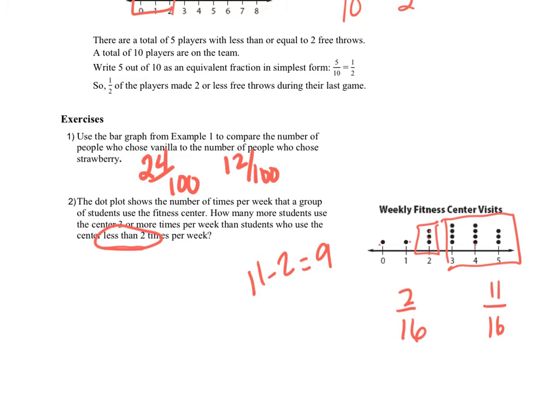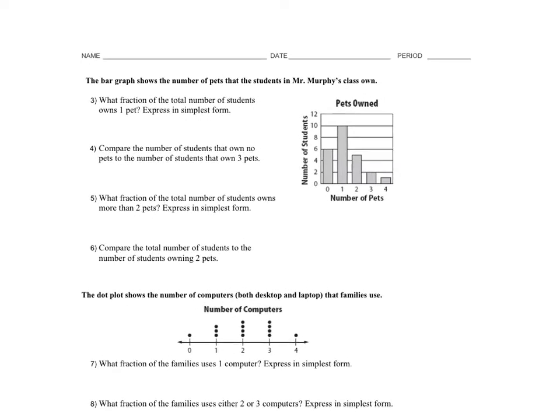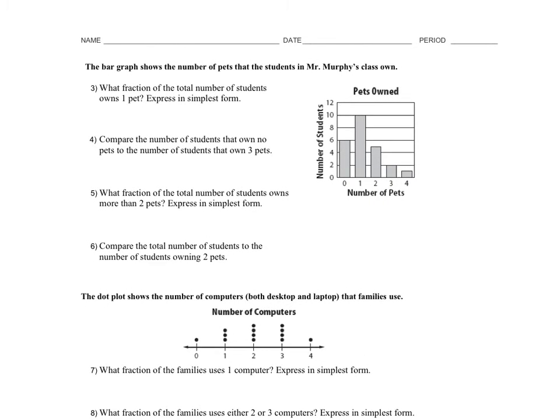Okay, looking on your back page, the bar graph shows the number of pets the students in Mr. Murphy's class own. What fraction of the total number of students owns 1 pet? Okay, so we're looking at just this column right here, which is 10 own 1 pet. Out of 10 plus 6, 16, plus 5 is 21, 22, 23, 24. So 10 out of 24 students own 1 pet. And so we're going to express it in simplest form, which would be to reduce that fraction. Would it be 5 over 12? Yes, sir. Okay.